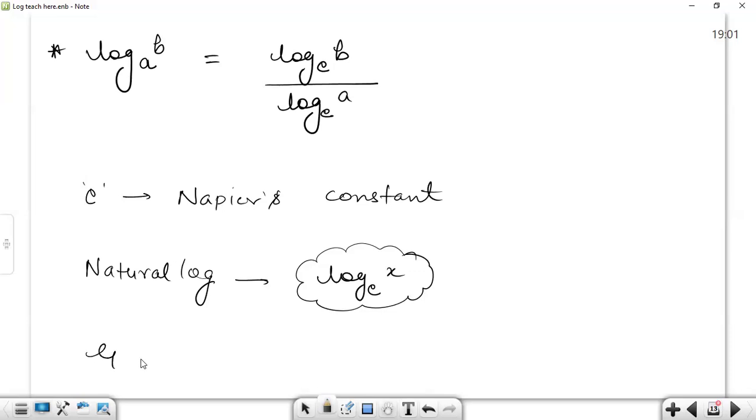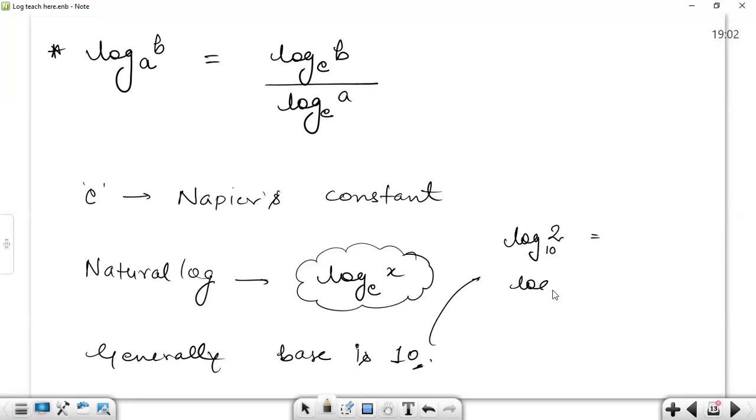But most generally, the base is 10. Generally, we learn about logarithm of 2 to the base 10, and logarithm of 3 to the base 10. All these values will also be provided to you in table format. You have to learn only of 2 and 3, that would be enough. These two values will be enough. Let me download it. Okay, let's do it later.